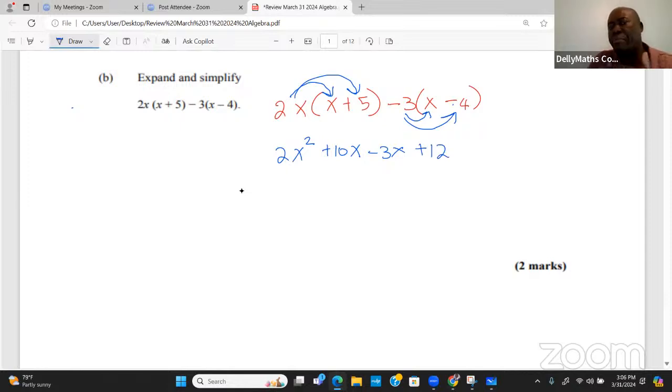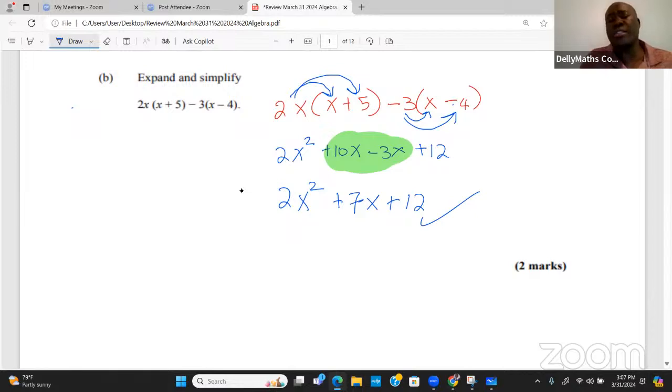So there it is that we have expanded. Now we need to simplify. When you're simplifying, what you want to do is look at the terms that are like. In this case, we only have these as like terms, right? So that means the 2x squared will be written back. But 10x minus 3x will give you 7x. And the 12 comes back. There it is. So there it is that we had expanded it, and we also simplified the idea. So the answer is 2x squared plus 7x plus 12.